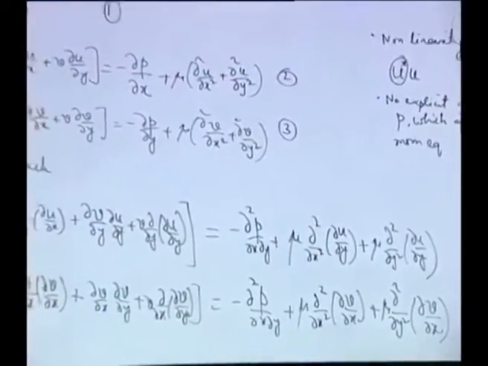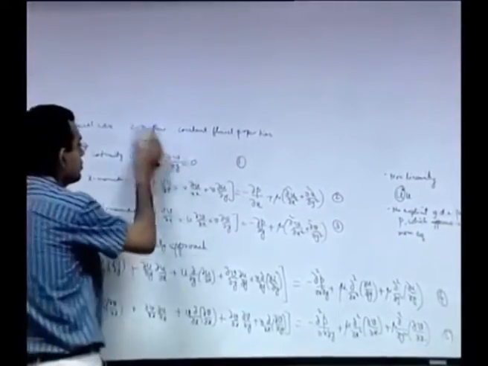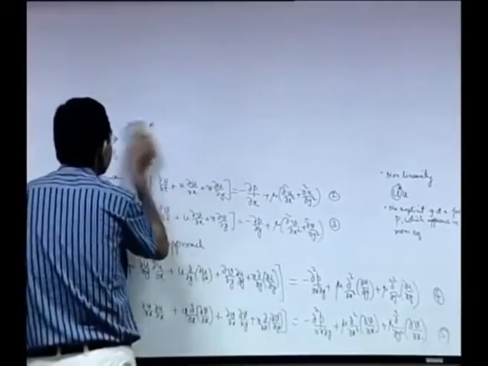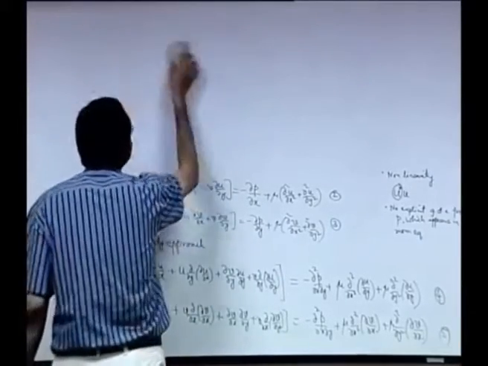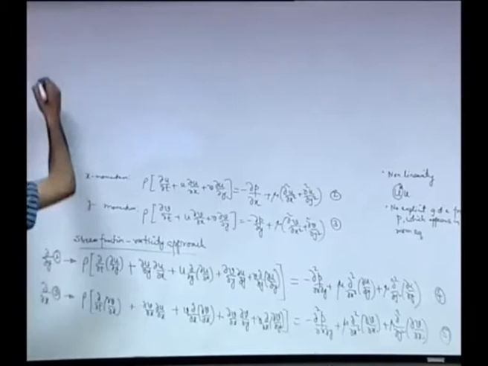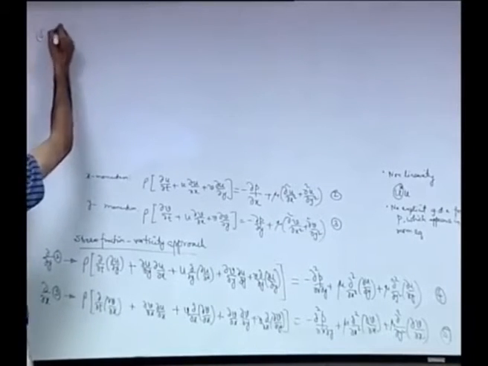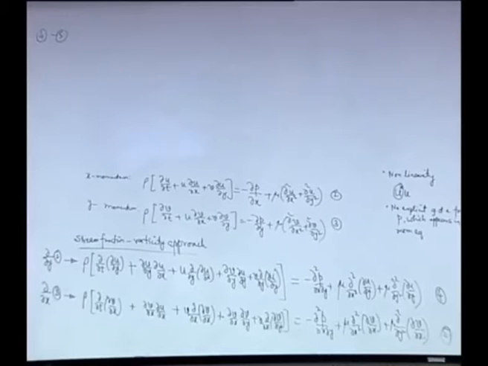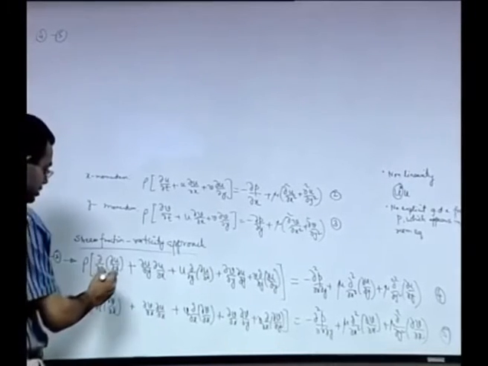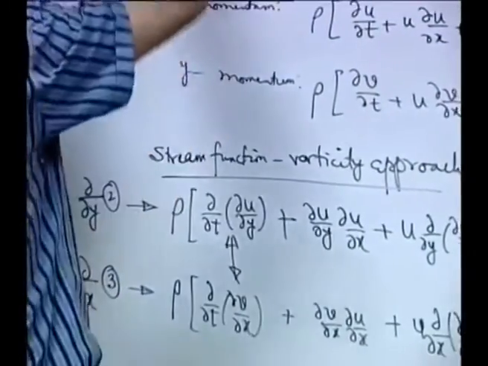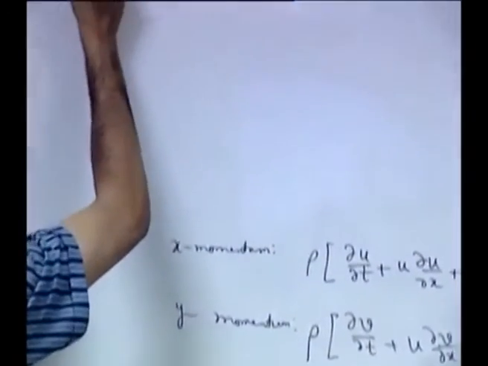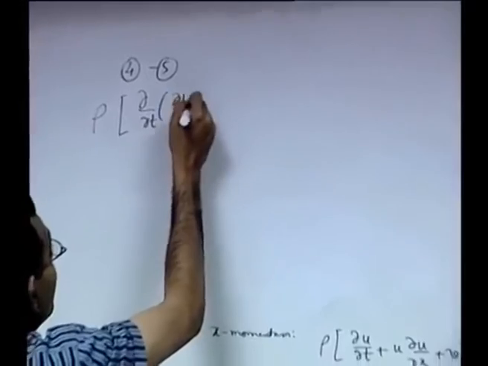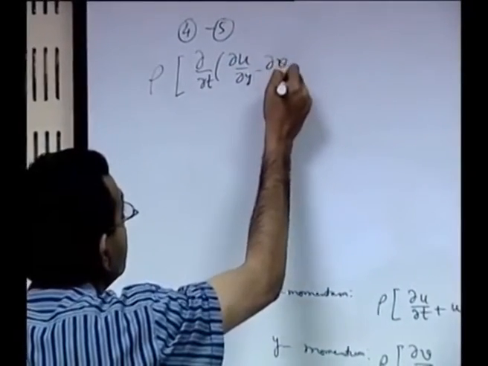Let us subtract these two. So, equation 4 minus equation 5. So, before subtracting, let us try to identify some common terms or similar terms. First, these two terms are similar. So, if you combine these two, you will have rho del del t of del u del y minus del v del x.